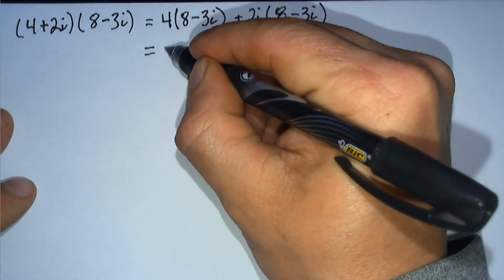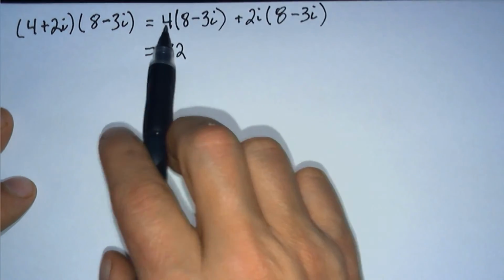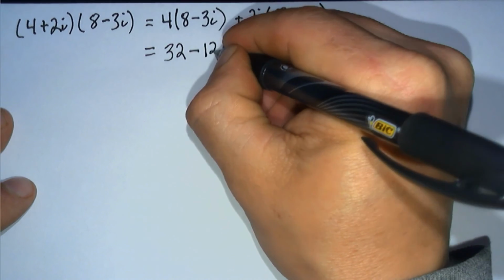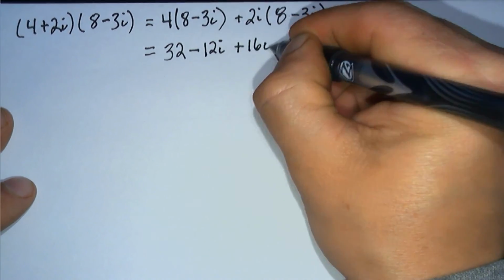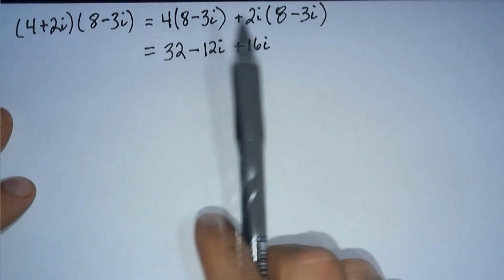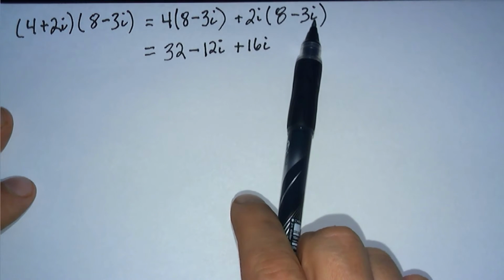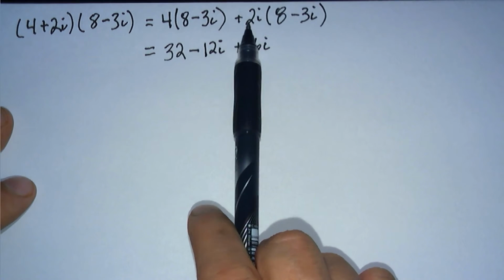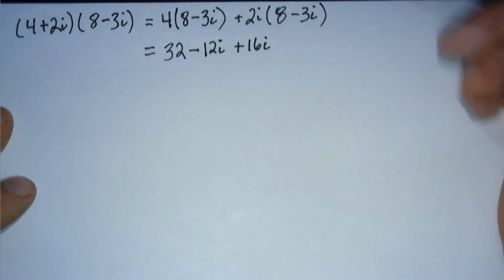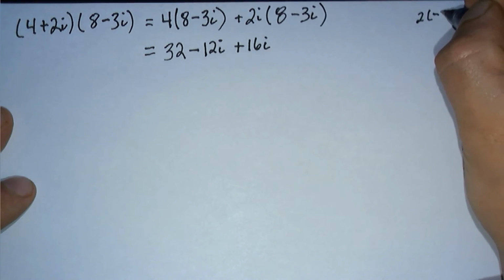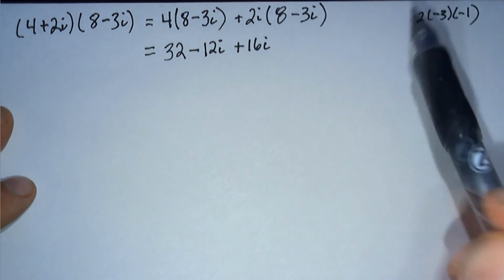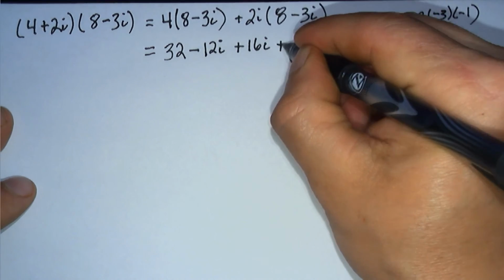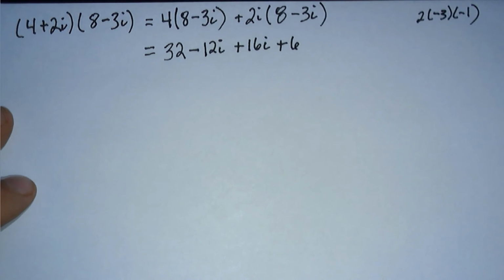So 4 times 8 is 32, and 4 times negative 3i is negative 12i, and 2i times 8 is plus 16i. Now, here's the kicker. i times i is i squared. i squared is negative 1. So when we multiply this, we'll have 2 times negative 3 times negative 1, because i squared is negative 1. So this is actually plus 6. Okay? Plus 6.